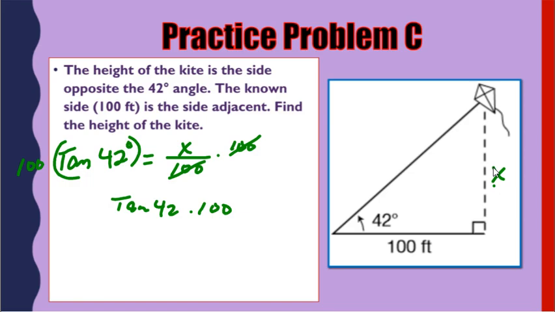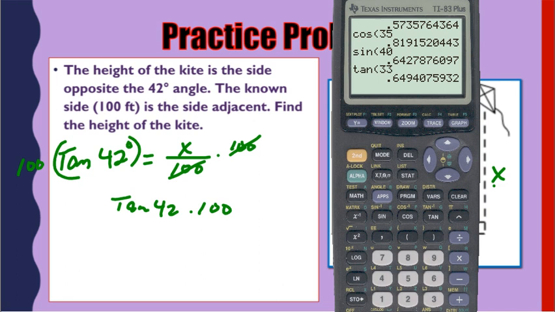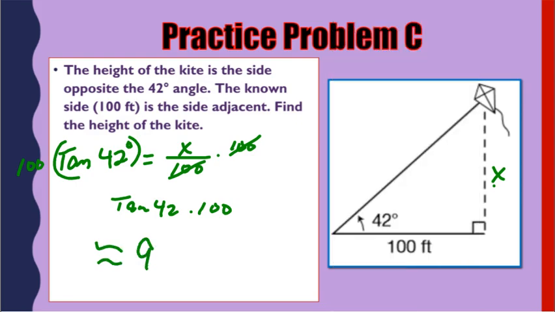And when we do that, I'll grab my calculator so you can see that. Tangent 42 times 100. You get 90.04. And we can round that to the nearest foot. And so this would be about 90 feet. So that is our lesson today on sine, cosine, and tangent.